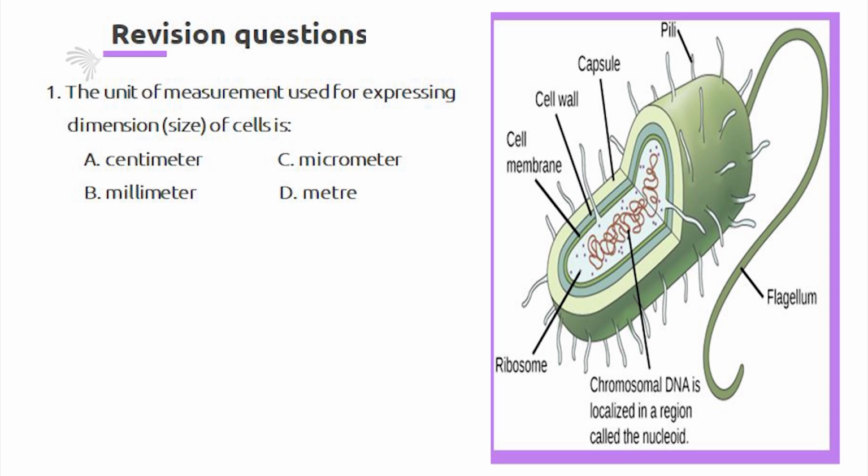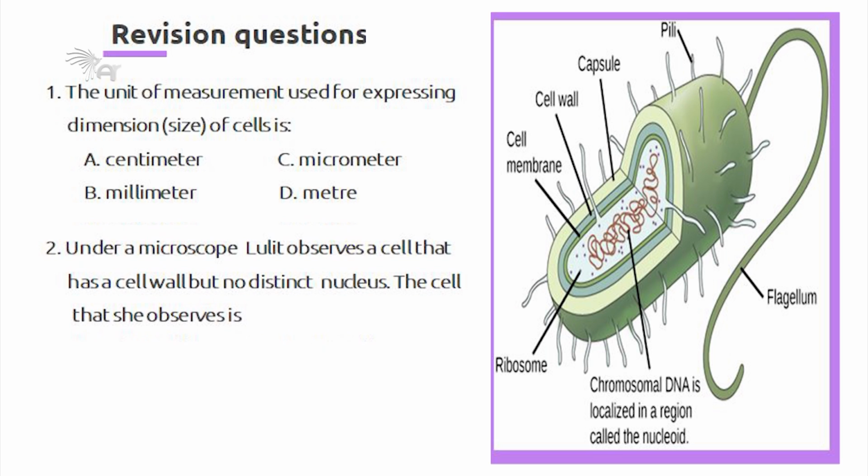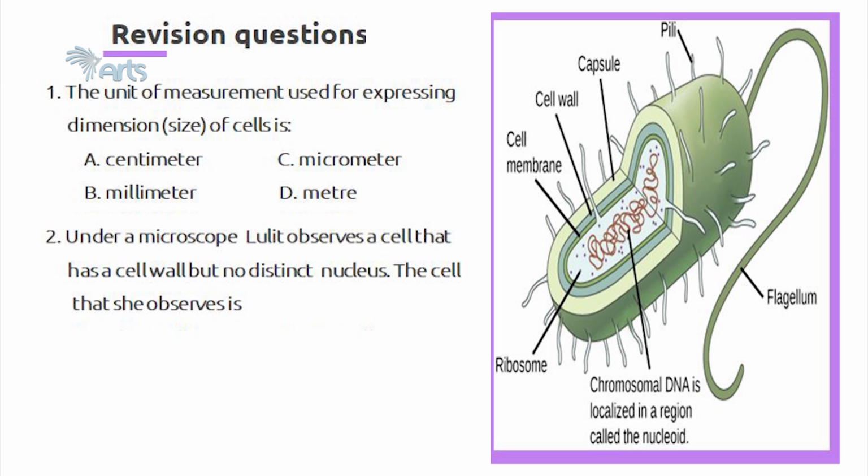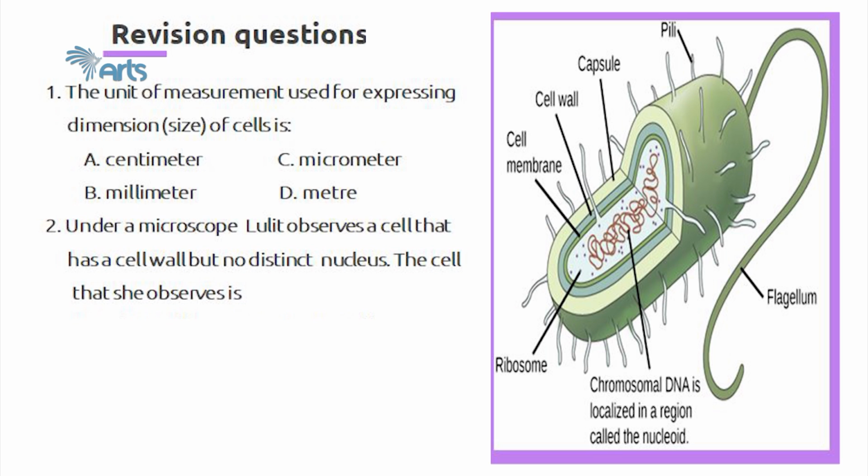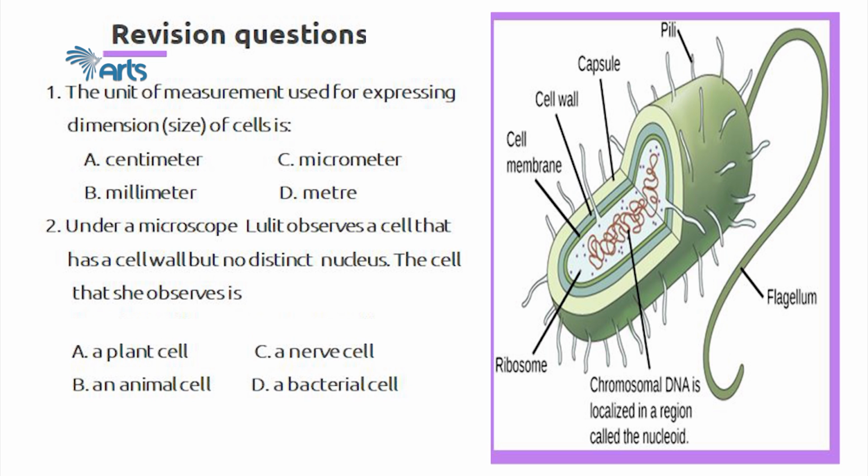Second question. Under a microscope, Lulit observes a cell that has a cell wall, but no distinct nucleus. The cell that she observes is A. a plant cell, B. an animal cell, C. a nerve cell, D. a bacteria cell. Your answer is D. You are correct. A bacteria cell.